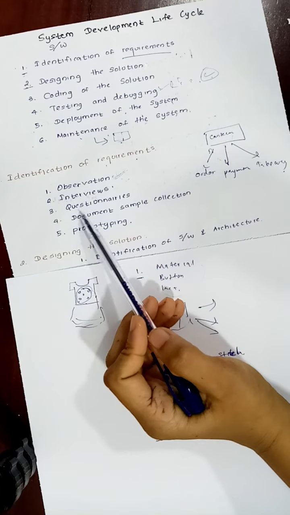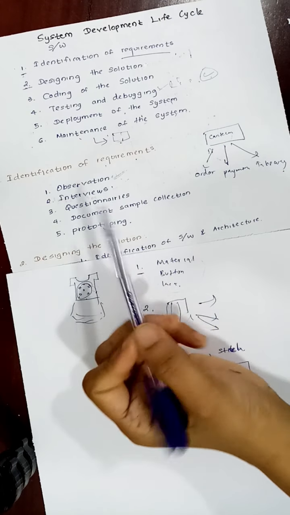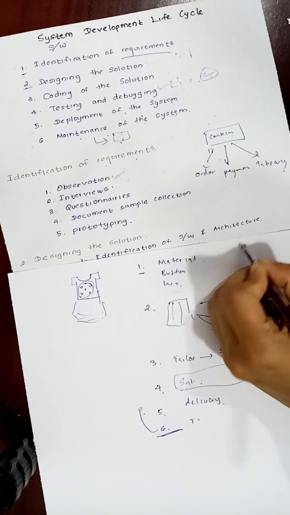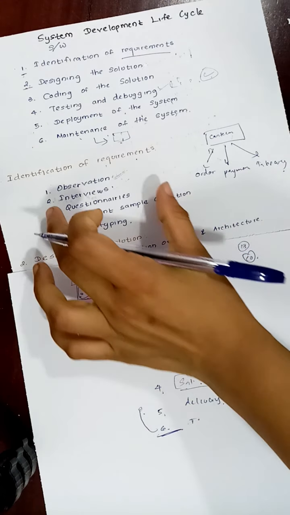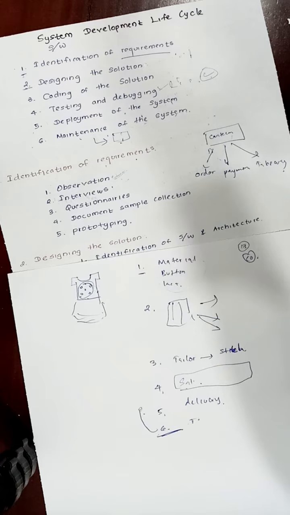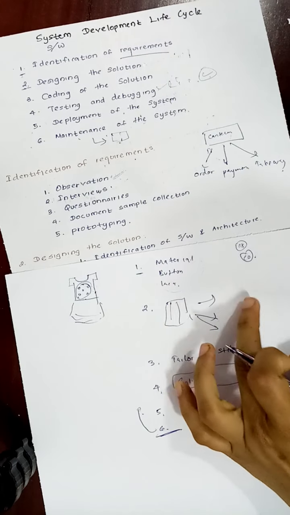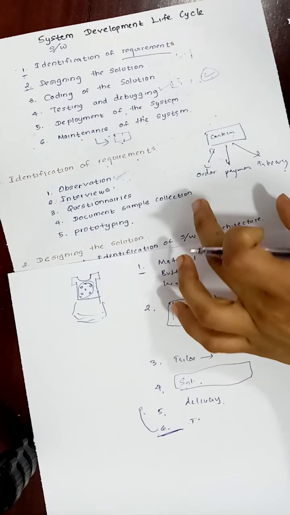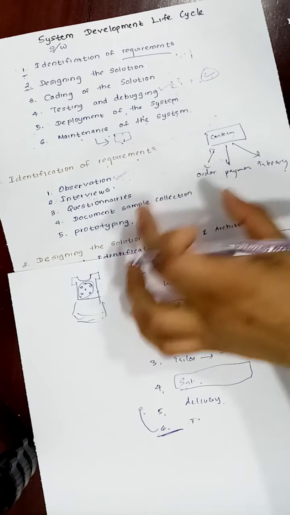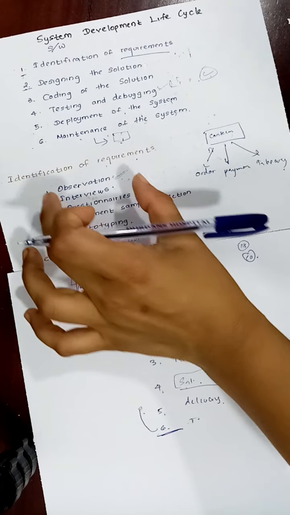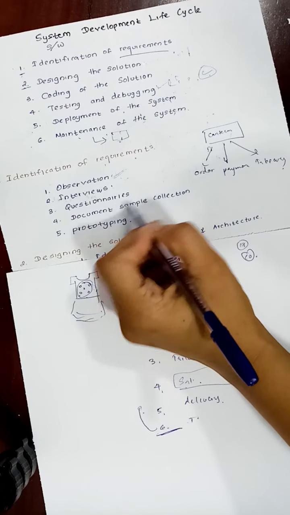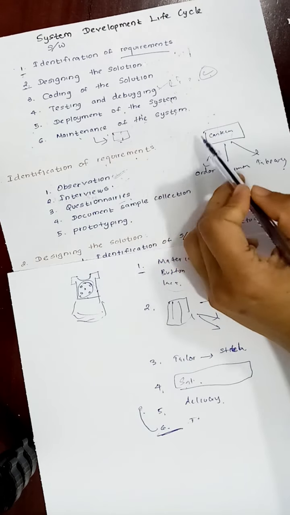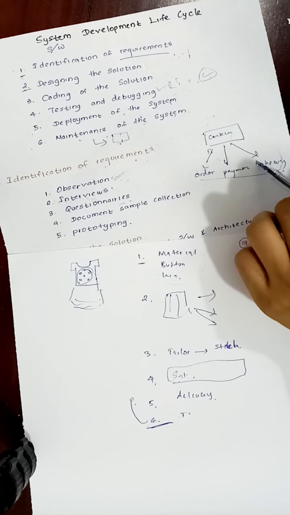If not, he can create some questions, 15 or 20 questions, by thinking about the canteen, and he can give those questions to the canteen manager or the customers, and from their answers he can identify what requirements are needed for this canteen management software.